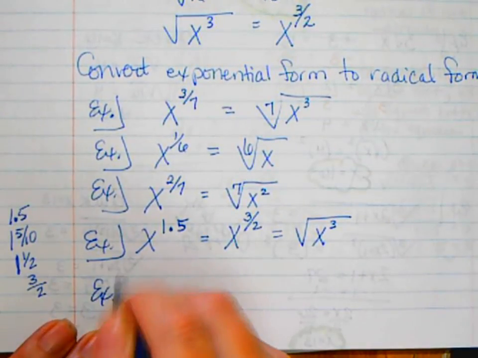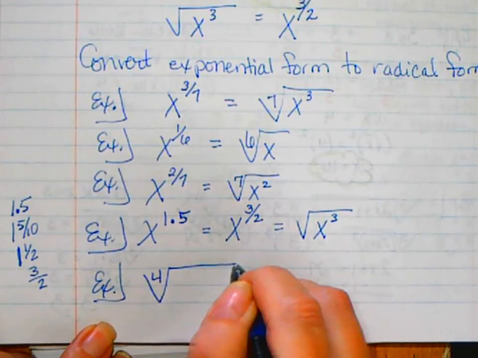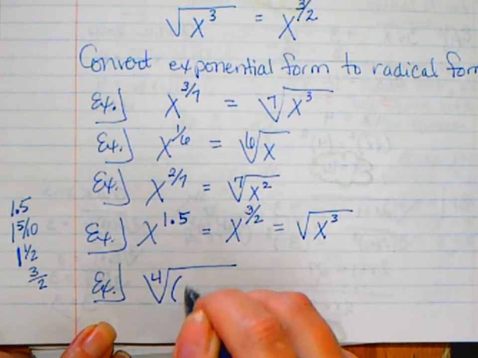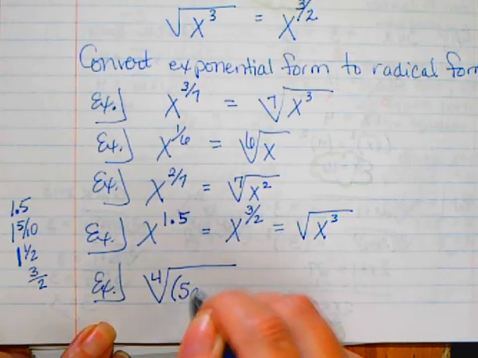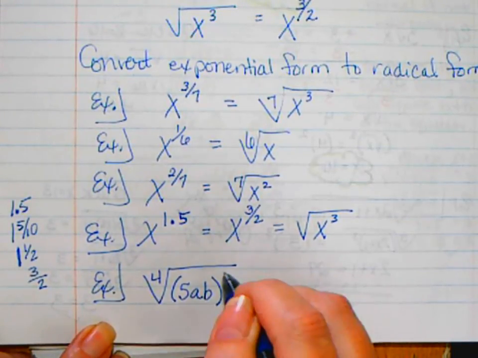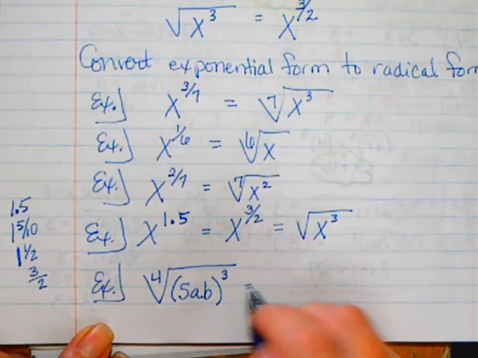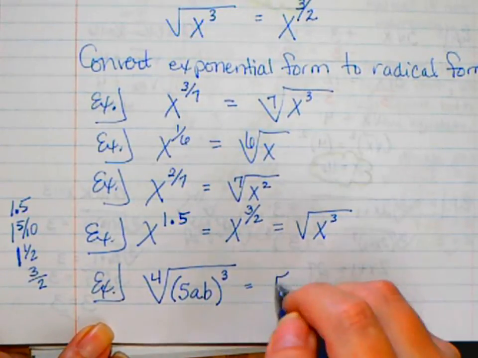What if I had the 4th root in parentheses 5ab close parentheses, and the quantity is being raised to the 3rd power? 4 to 3. 3/4. So like this.